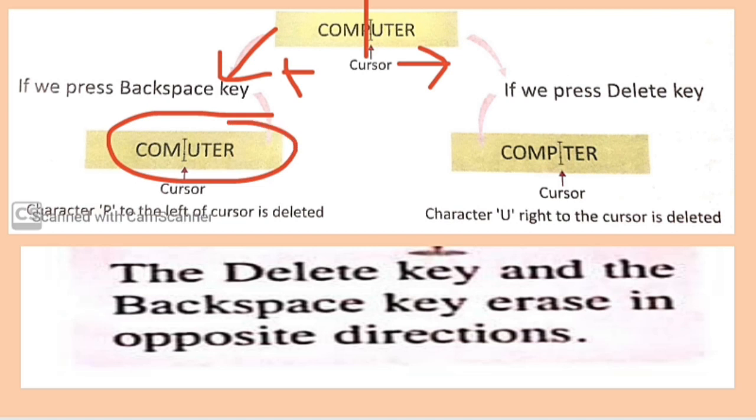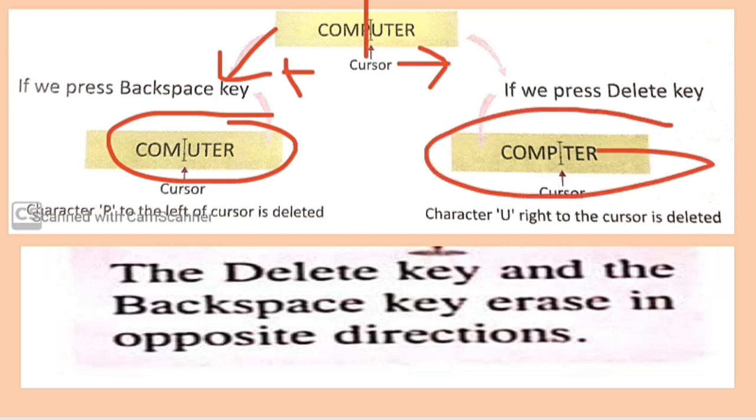But with the help of delete key, you are able to delete the letter to the right of the cursor. Here you can see when you press the delete key, you are able to delete the U. Here P is there, but by pressing the delete key, you are able to delete the U letter. It is on the right side.